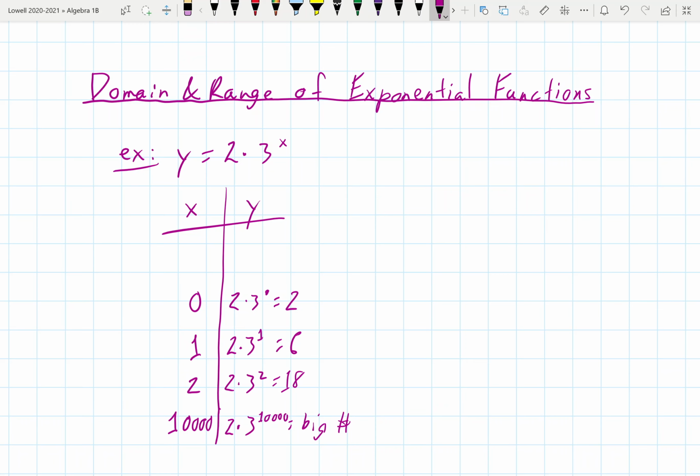Could I plug in negative numbers, though? I think so, because we know what negative exponents do and how they work. So if I have 2 times 3 to the negative first power, remember, that's just 2 times 1 over 3 to the first. So that's just 2/3.